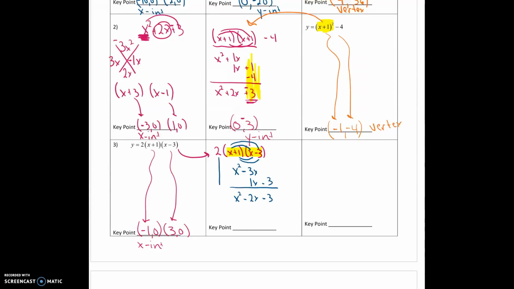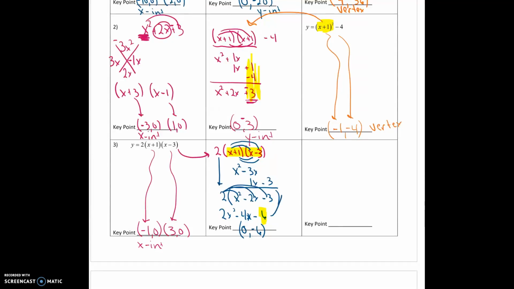And I don't want to forget about the other neighbor. 2 now needs to go and meet all of these. So I'll get 2x squared. 2 will meet this, and I'll get minus 4x. And 2 will meet that, and I get minus 6. And now that it's in standard form, I can look and I can see my y-intercept. And it is 0, negative 6. Again, y-intercepts, y's are the number.